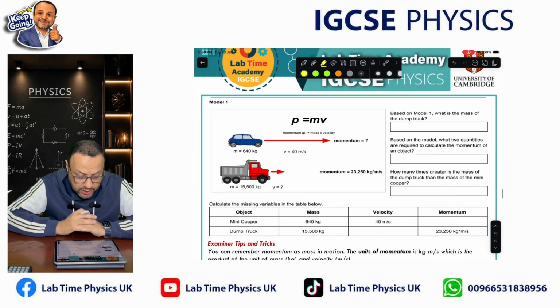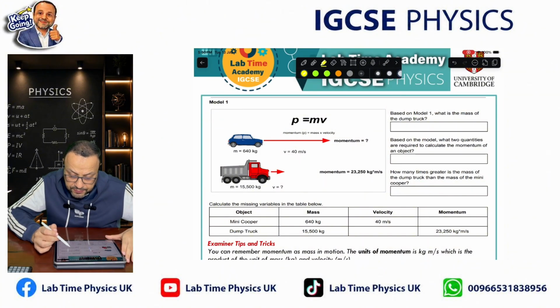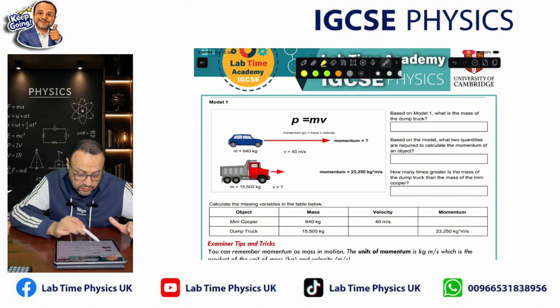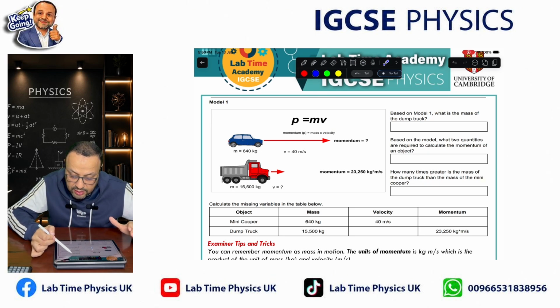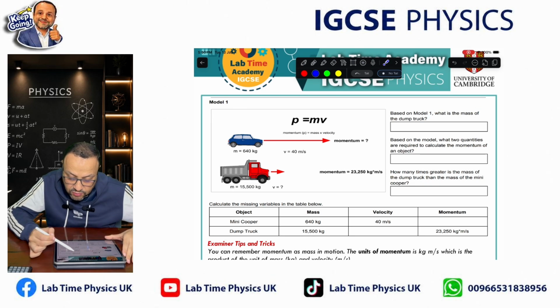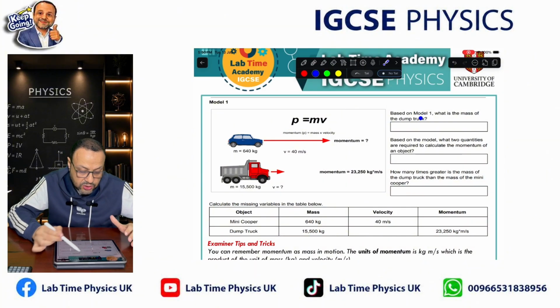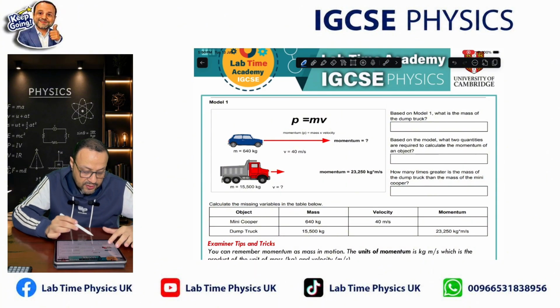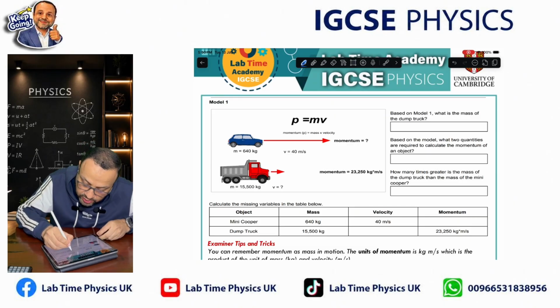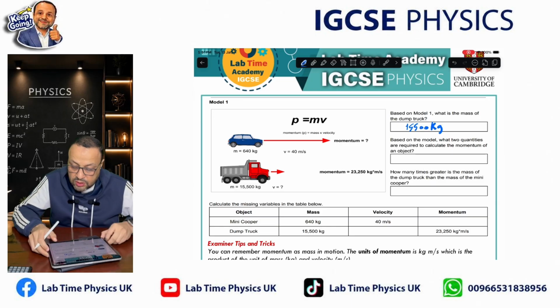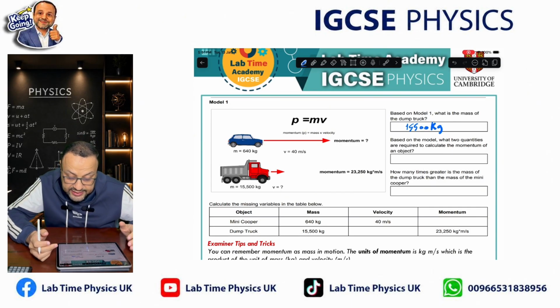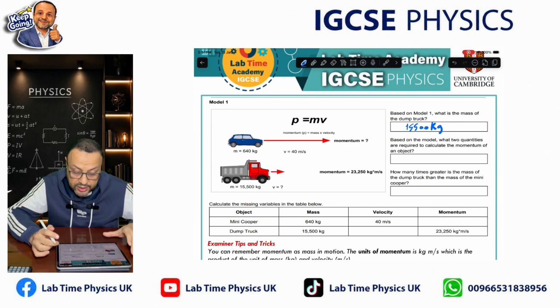Okay, here we have an example. As you see in front of you, we have a dump truck, and here we have a Mini Cooper. Based on the model, what is the mass of the dump truck? As you see in front of you, it's too easy. Its mass is 15,500 kilograms. So we can write here 15,500 kilograms. So this will be the value for the mass. Mass is a scalar quantity that has only magnitude without direction.